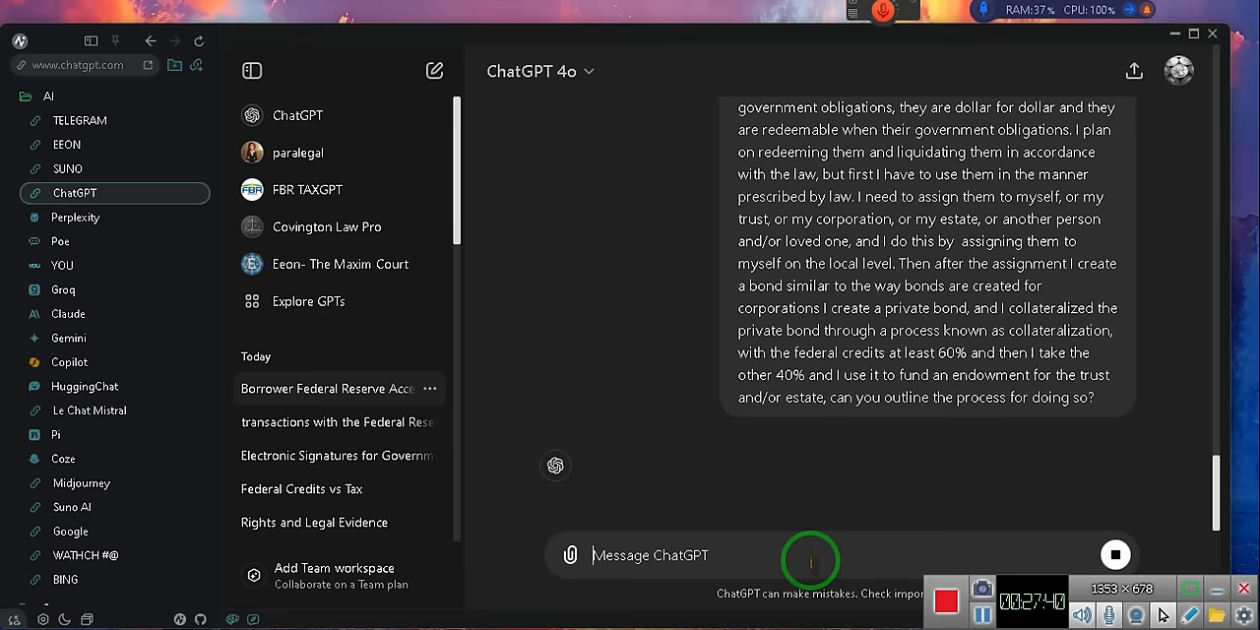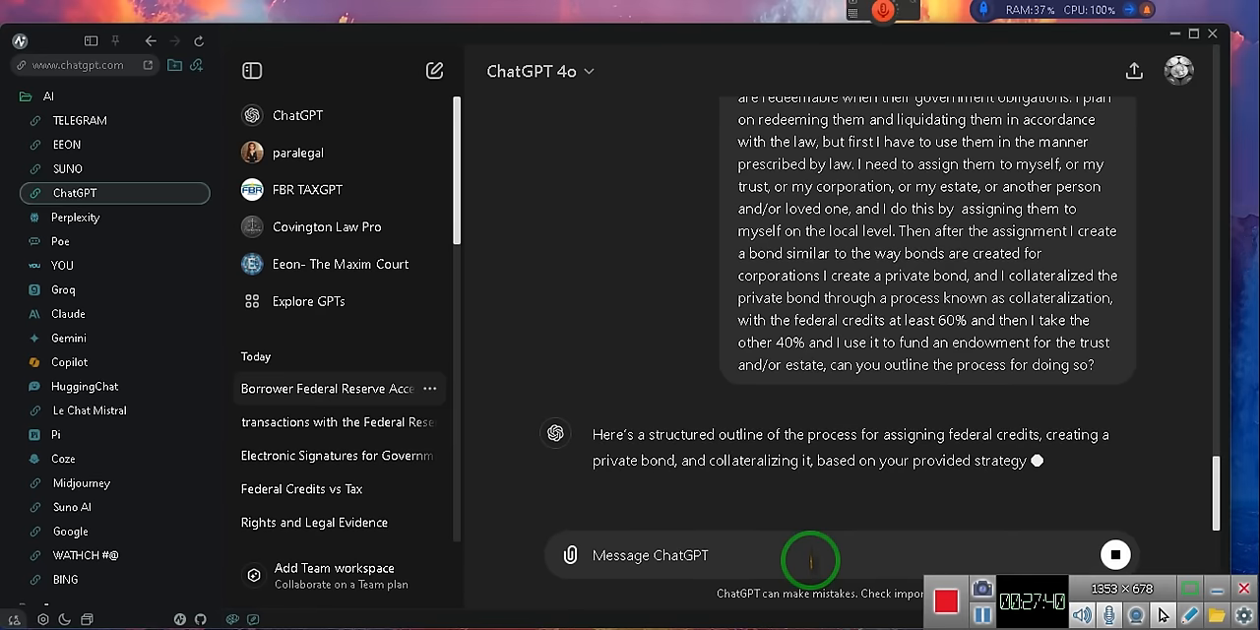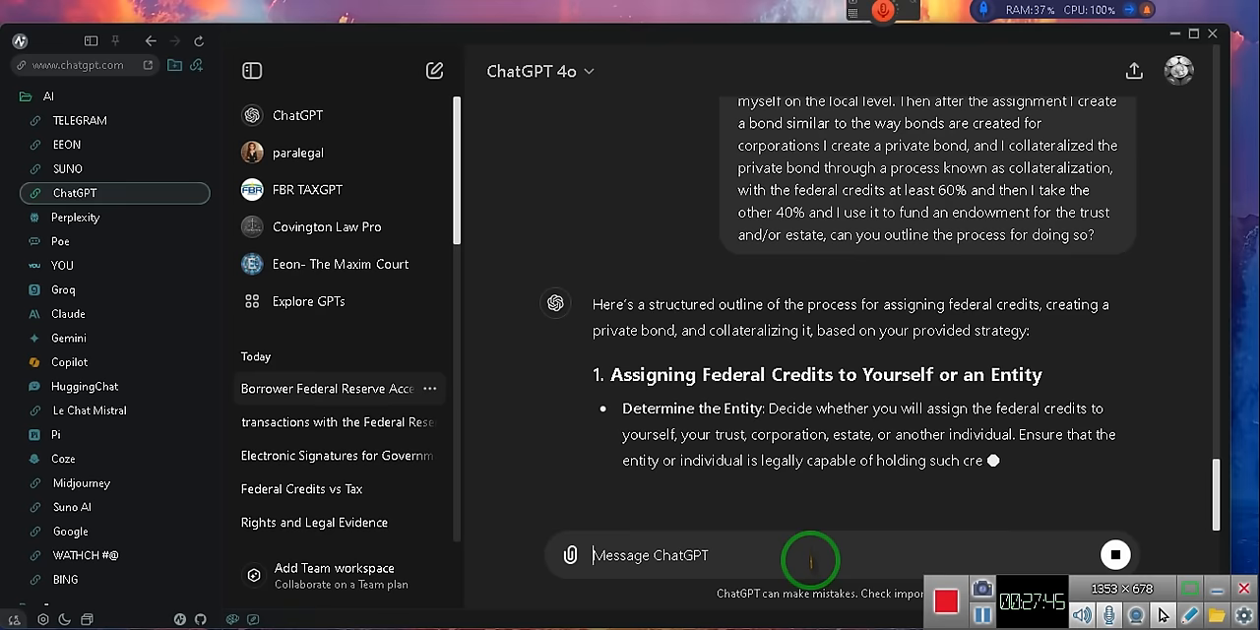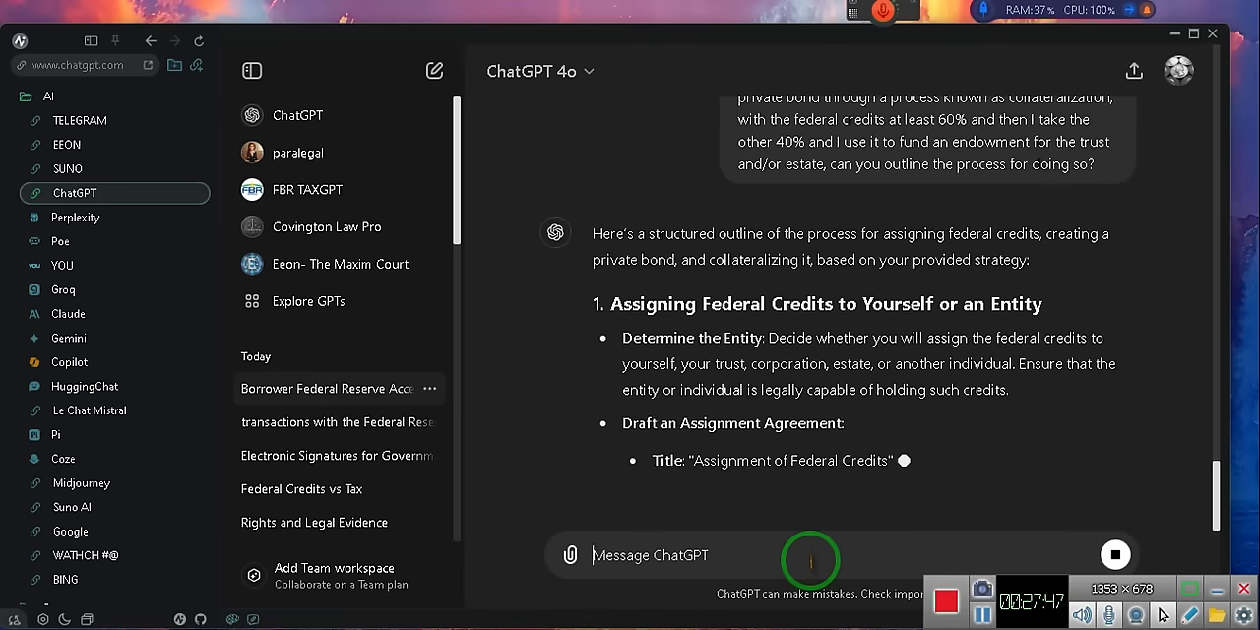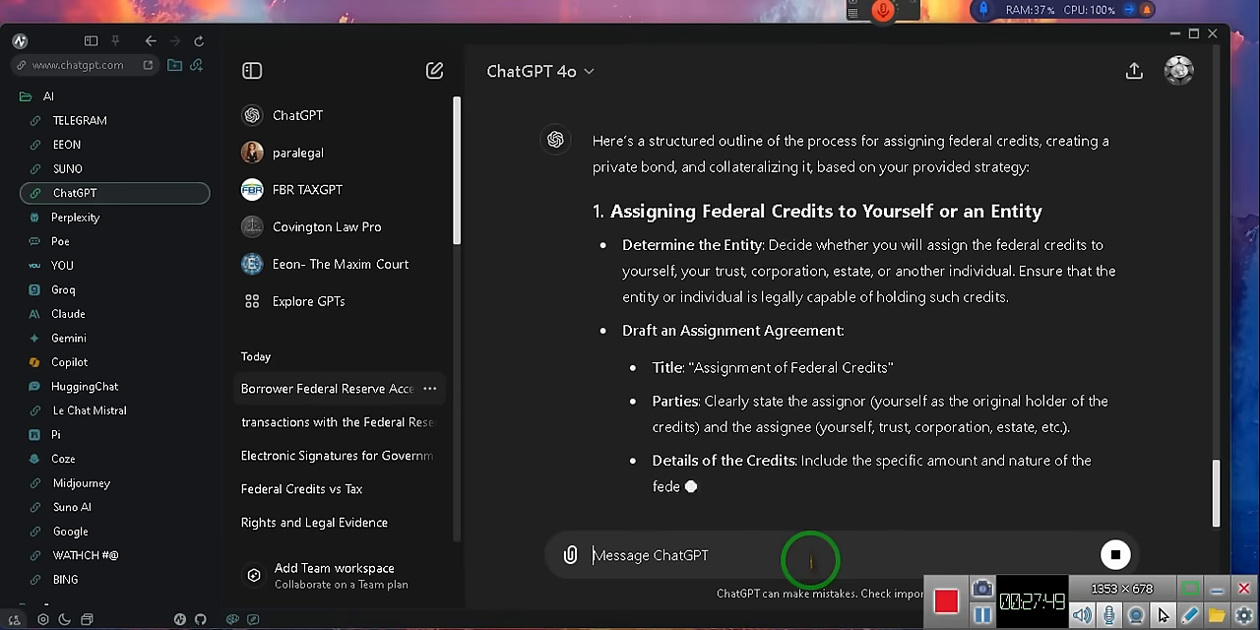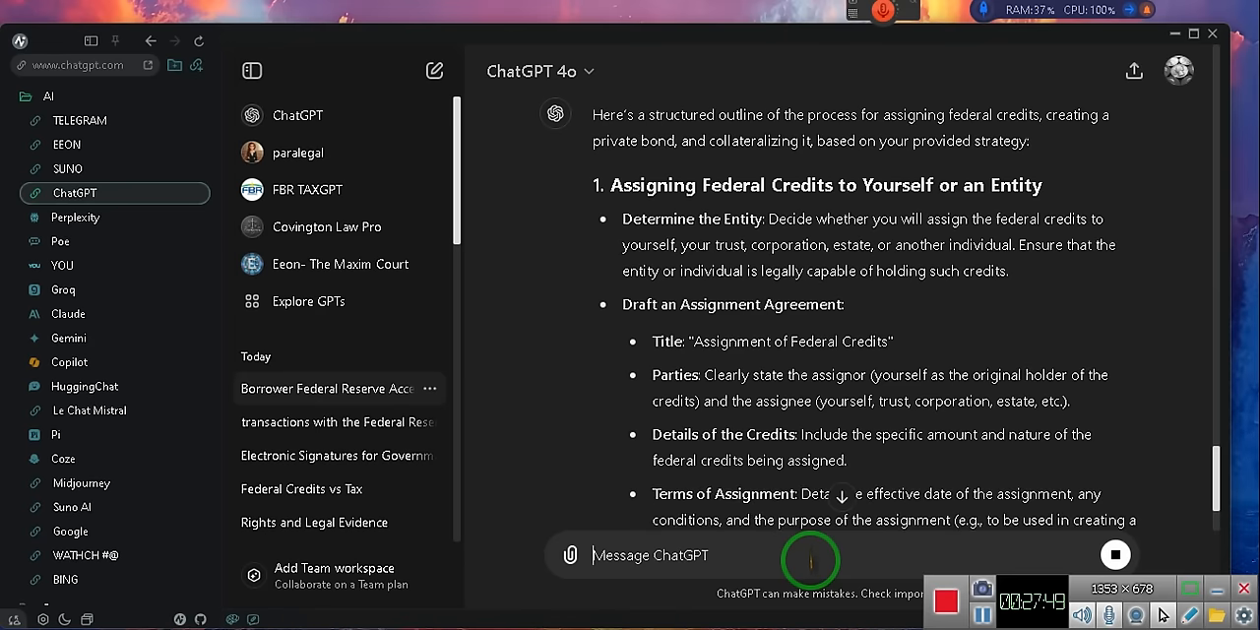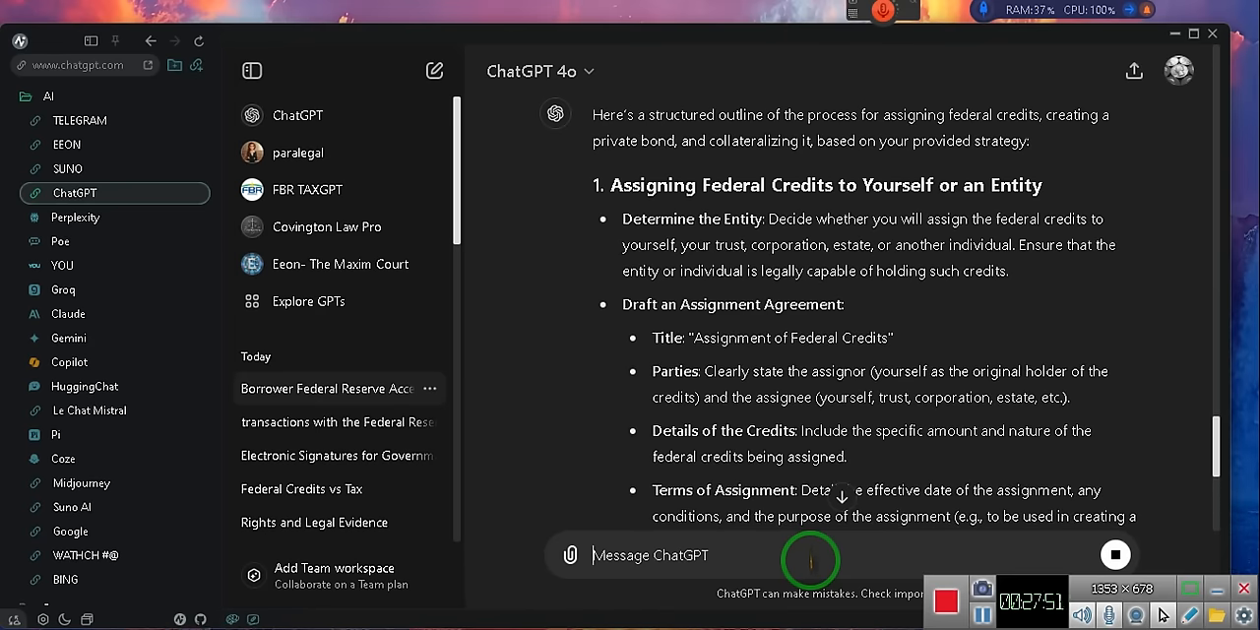All right, ladies and gentlemen. What I did here is I told it, hey, I got these bonds and these monies and everything, and what I need to do is take these things and assign them to myself, and then assign them on a state level so I can assign them to others. When I'm doing the assignment, I'm going to take 60% of them and do the assignment on a state level, and I'm going to take the other 40% and put it into an endowment. I'm going to create an endowment for the trust or the estate, an endowment fund. And so I asked it, hey, can you give me the process?